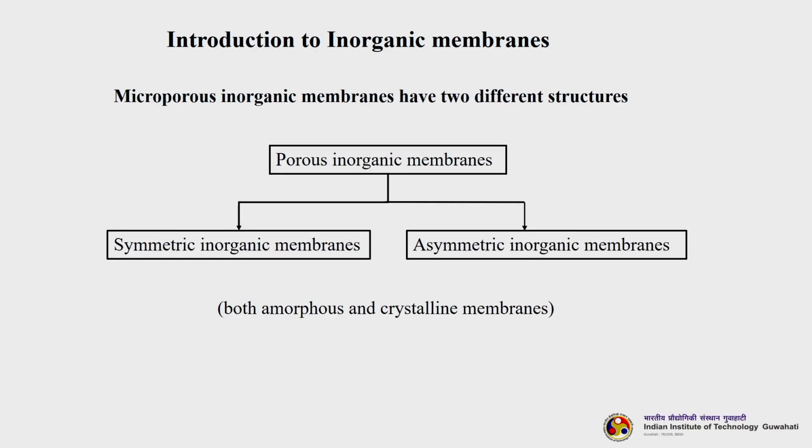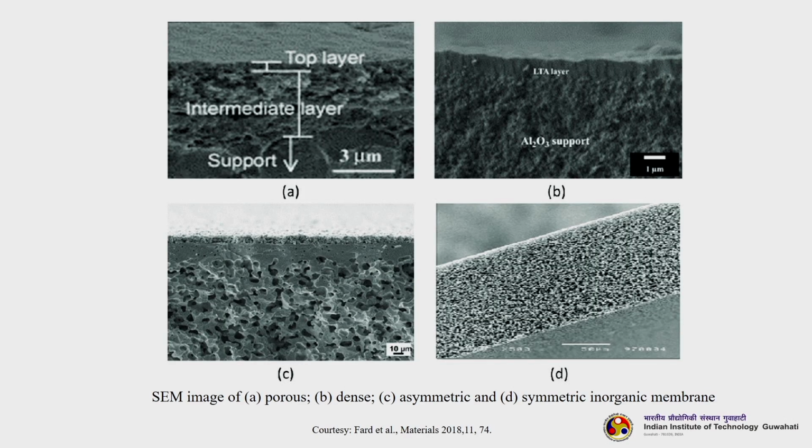Porous inorganic membranes have two different structures. They can be either symmetric inorganic membranes or asymmetric inorganic membranes. This is true for both amorphous and crystalline membranes. Please closely look at this particular slide. You can see that the top one, the A1, these are all micrographs of scanning electron microscope.